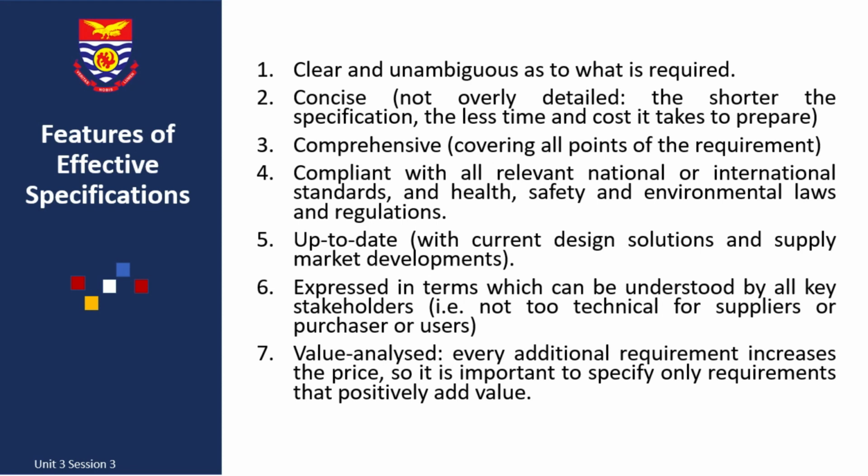An effective specification is also up to date with current design solutions and supply market development. It is also expressed in terms which can be understood by all key stakeholders, that is, not too technical for suppliers or purchasers or users. If you design a specification such that only you, the person that designed the document, can understand the terms and whatever is in the document, then the specification has not been effective. You don't have to waste resources, other than the ones already wasted on preparing the specification document, to employ the services of another person to help us understand what is in the document. It should be clear and unambiguous, like we said earlier.